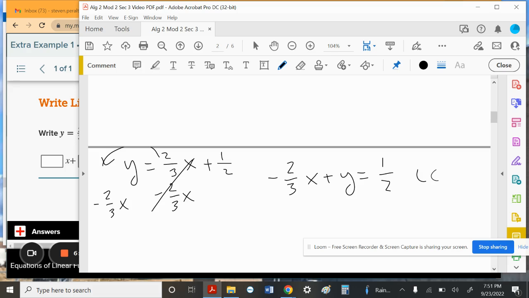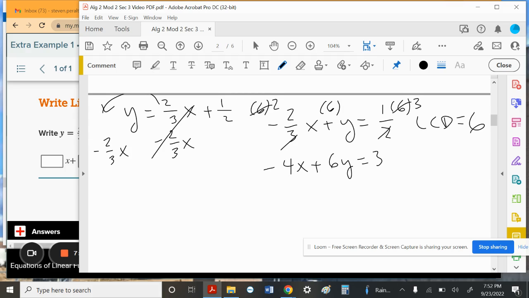And now my lowest common denominator, what do the two numbers go into in the denominator? That's the lowest number that I can figure out, and that is 6. So 3 goes into 6, and 2 goes into 6. So that means I'm going to multiply everything by 6. Of course, 6 and 3 cancel to become 2. Nothing cancels the 6 on the y, and 6 divided by 2 is 3. So we have -4x there, plus 6y equals 3.